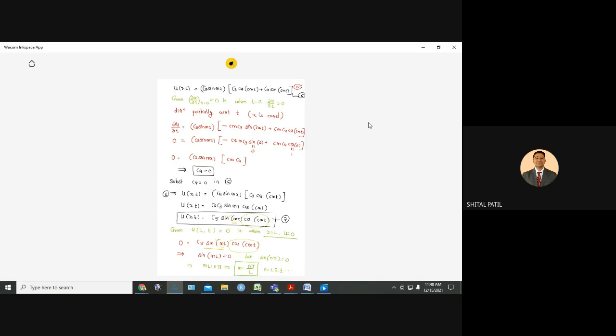So a particular term is 0, therefore the particular term is taken. Whereas if I take cos of cmt equal to 0, I'll get a 0 solution from equation number 7. But sin of ml equal to 0, does it mean that sin mx equal to 0? No. Sin ml is a single term, sin mx is a general term. General means many terms are there.